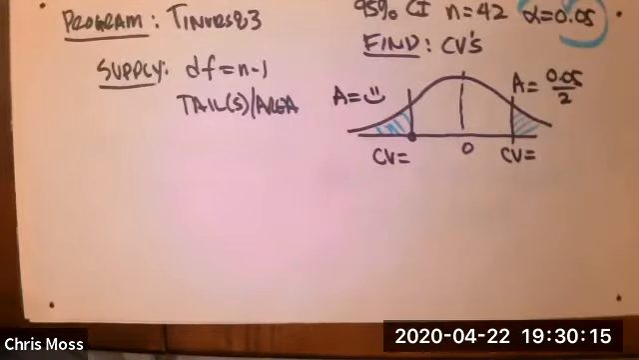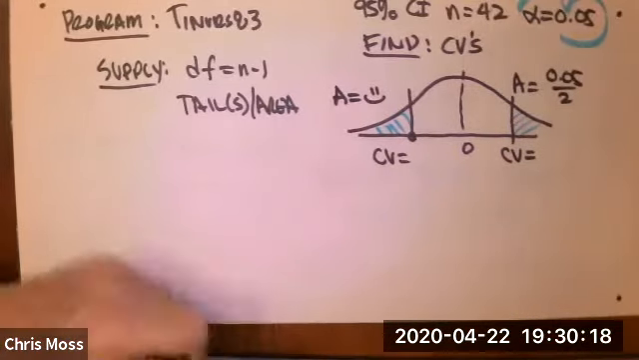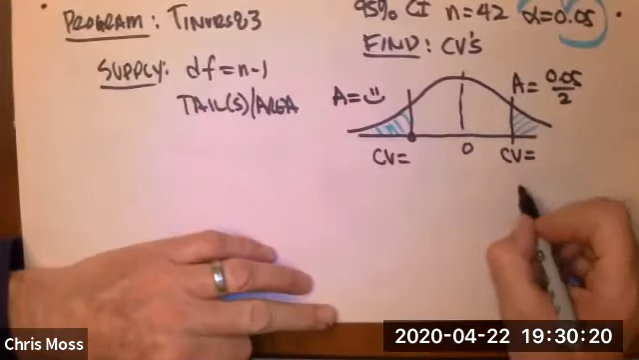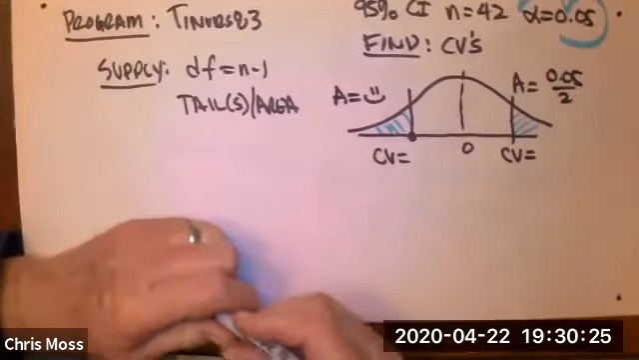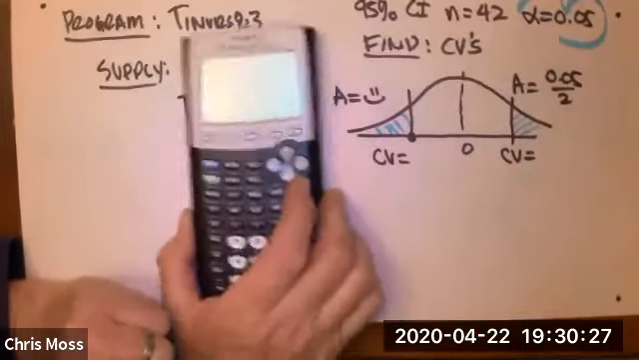So I get my calculator. I've got my sample size. That also enables me to go ahead and identify my degrees of freedom, 42 minus 1. So let's see what my calculator will do for me.